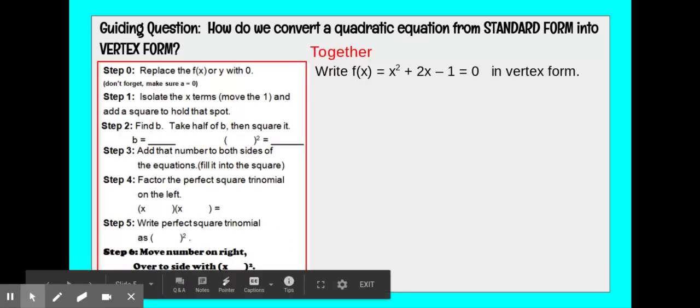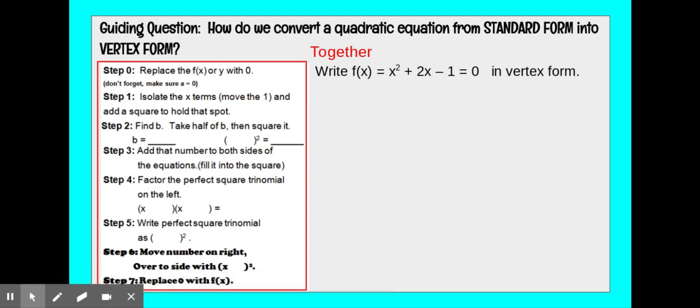Okay, so we're still going to do the same thing like we did before. You're going to replace the f of x or the y with 0. I don't know why there is a 0 in here. That is just a typo, so pretend that 0 is not there. You're going to replace the f of x with 0. So again, you're going to complete the square. In order to do that, we're going to set it equal to 0. So I'm going to put the 0 on the right-hand side: x squared plus 2x minus 1 equals 0.